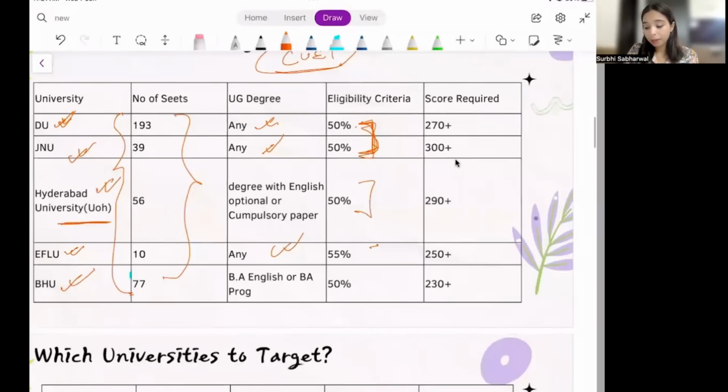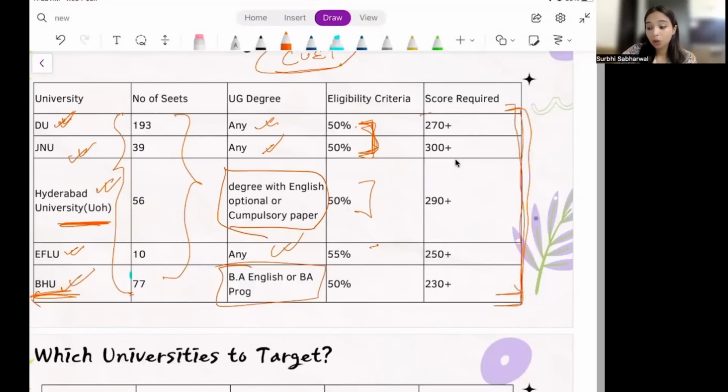However, for Hyderabad University and for BHU, you should have pursued your undergraduation and bachelor's in English. Or you could have done your BA program wherein you could have English as a compulsory or an optional subject, right? So again, I would suggest you to take a quick click of the page. You would also get how much marks you need to obtain in order to crack the following universities.